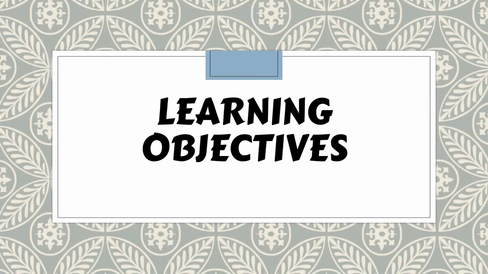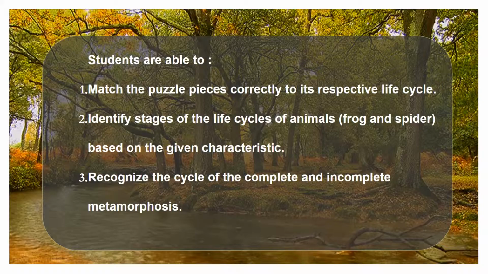Moving on, what do students learn at the end of this lesson using the toy created? Firstly, by the end of this lesson, students will be able to match the pieces of puzzle that belong to the respective life cycles. Secondly, students will be able to identify the stages of the life cycles based on the list of characteristics of each stage provided. Lastly, students will be able to recognize the complete metamorphosis and the incomplete metamorphosis.